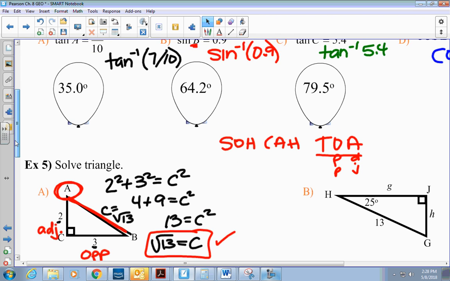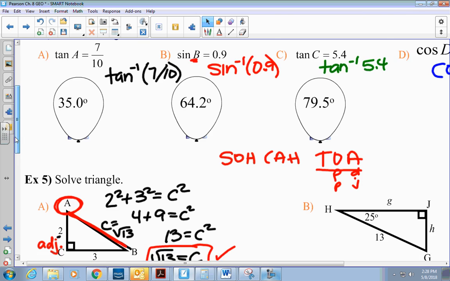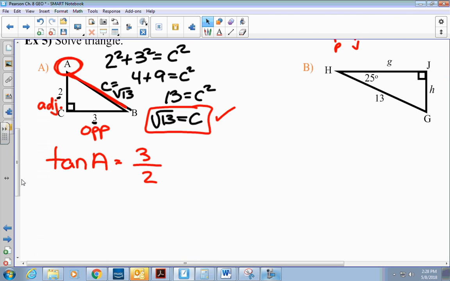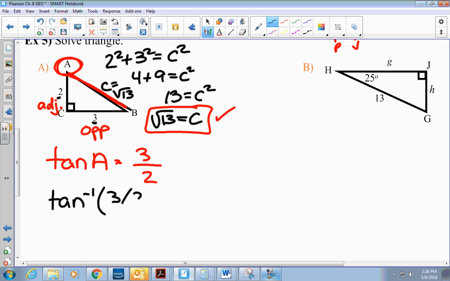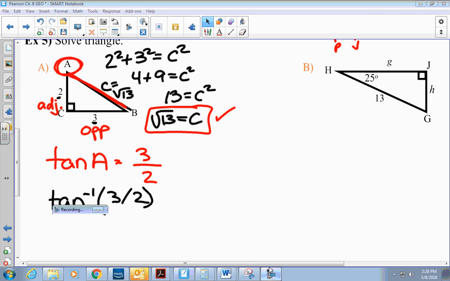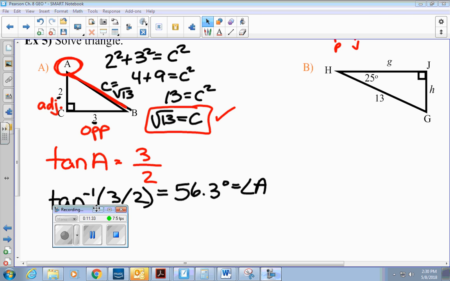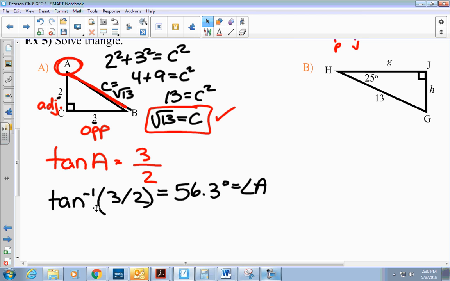I'll give you a hint. Just like these. Yeah, you're using the inverse. Inverse tangent from 3, and then you go divided by 2. Go ahead and do that in your calculator, everybody, and tell me. And find our last angle. This one is 56.3. And so we're missing angle B.